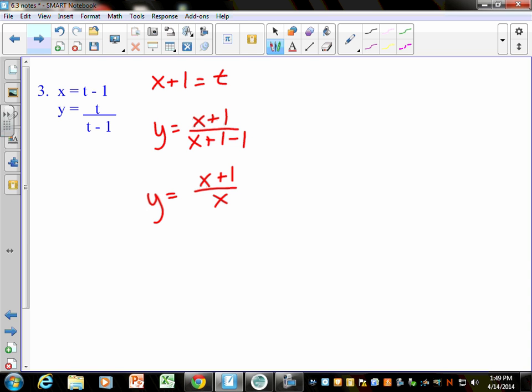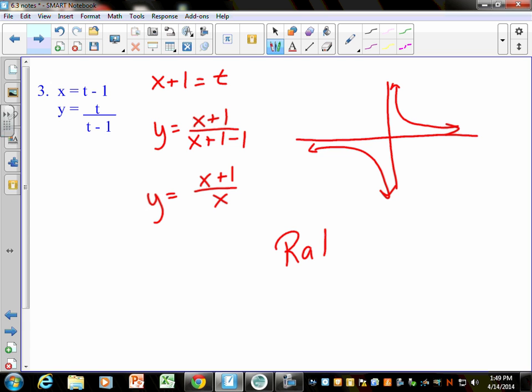Starts with the R, ends in the L. The parent graph kind of looks like this, where it has a horizontal and a vertical asymptote. Radical.